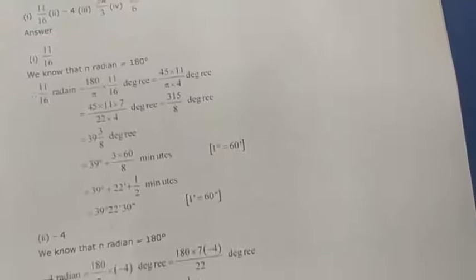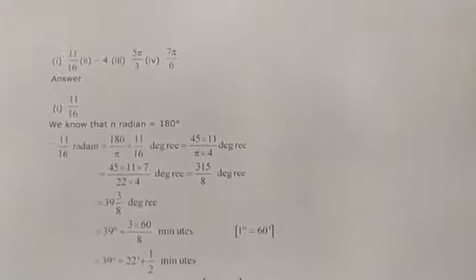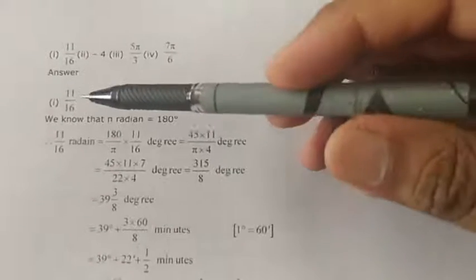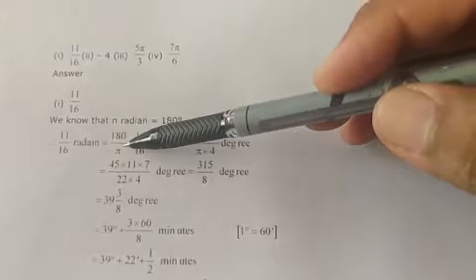In question number 2, you have to find the radian measure of the values, right? It will be opposite to the previous one. You will multiply with 180 by pi. Like you have the question 11 by 16, so 11 by 16 into 180 by pi.